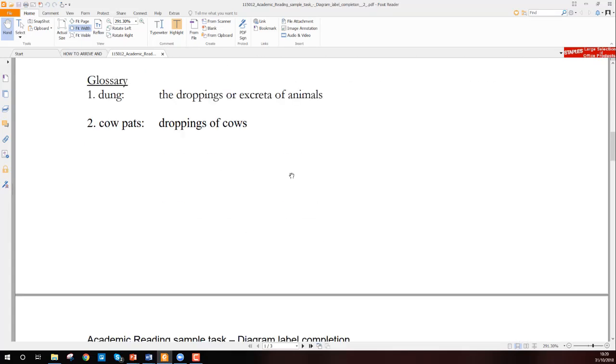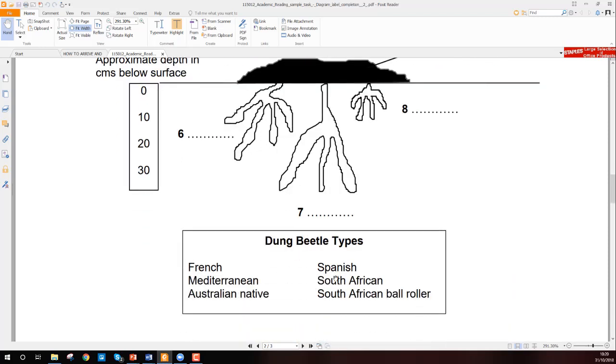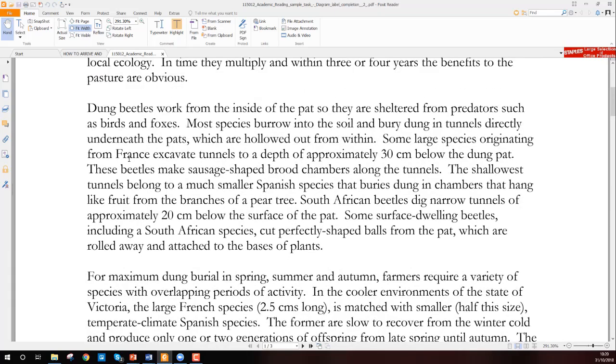France. French, Mediterranean, Australian, French. Okay, so quite easily we can put 7 as French. Originating from France, French. Okay, good.